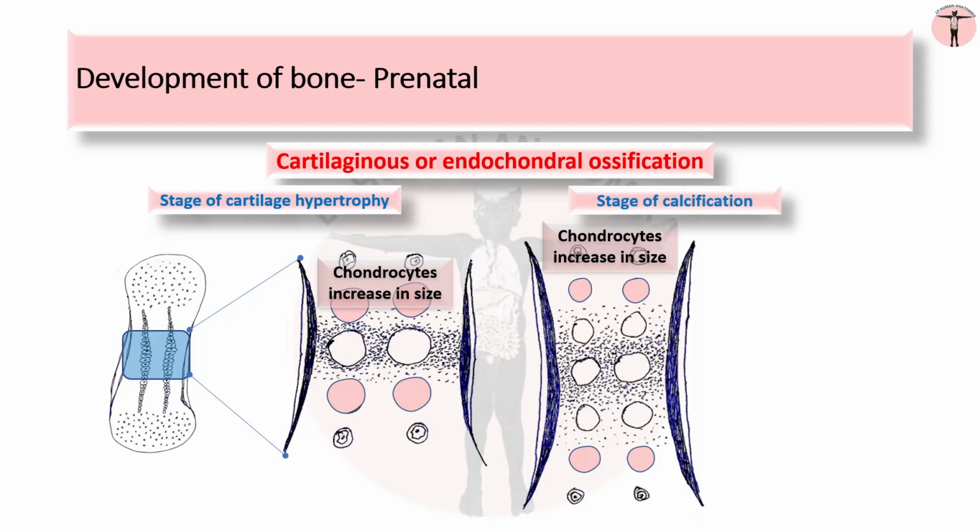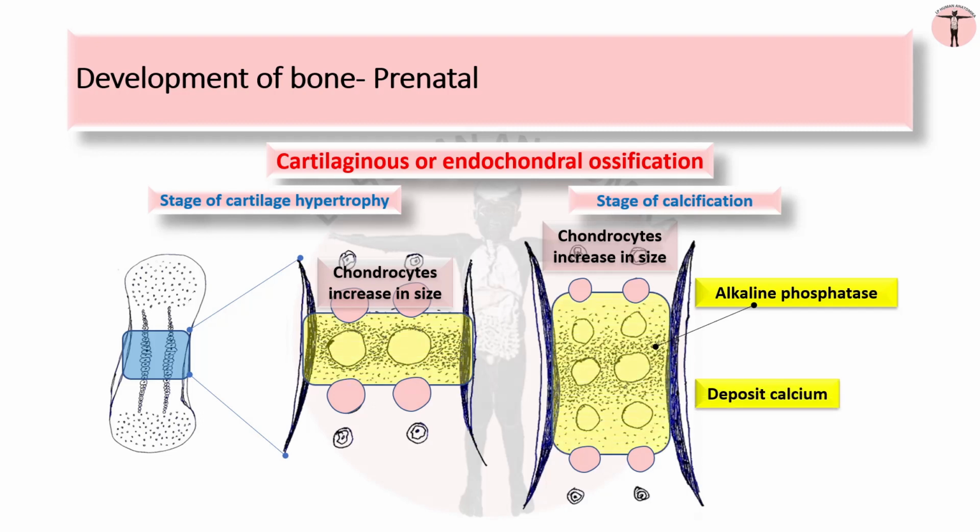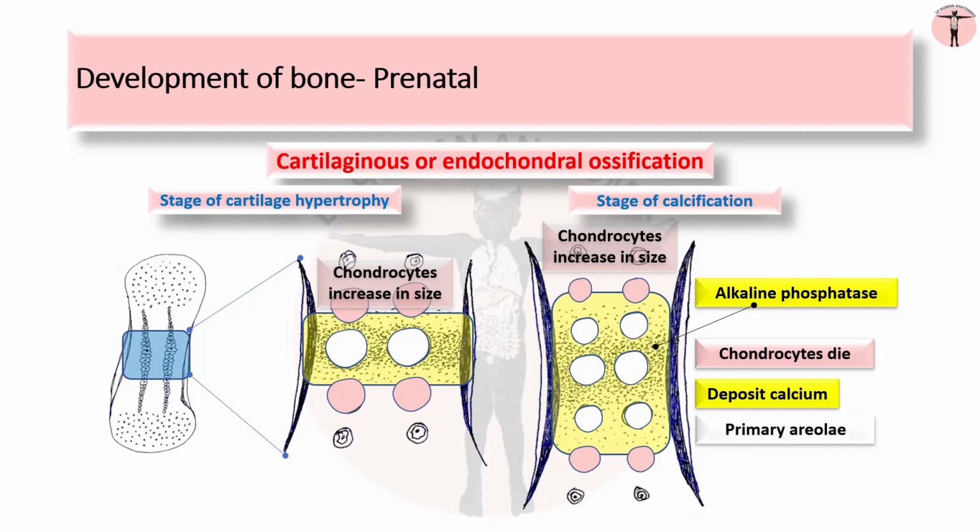Stage of calcification. These hypertrophied chondrocytes now start secretion of alkaline phosphatase and deposit more and more calcium in the intercellular matrix. Soon, chondrocytes lose nutritional source and die due to calcified matrix. The death of enlarged chondrocytes produces large spaces now called primary areolae in the midsection of the model.